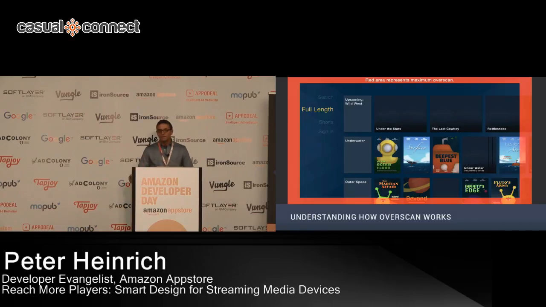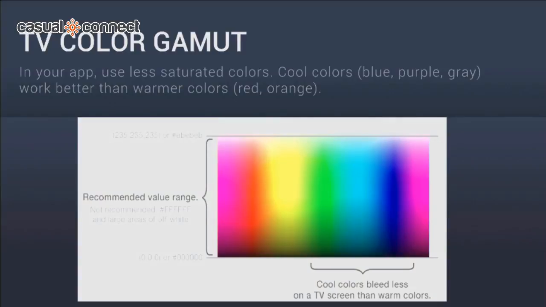So I recommend that you just keep all your critical UI elements inside the center 90% of the display. Just avoid that 5% border along the outside, just in case. Keep your stuff in the safe zone, and that way you reduce the likelihood of encountering any issues due to overscan. Second, you should be aware that TVs tend to display colors differently than most mobile devices and tablets.